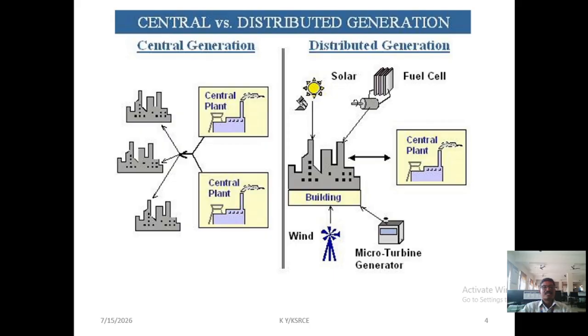Central versus distributed generation. The central power station is connected to the different loads. That is called central generation. But in the case of distributed power generation, the power generating sources are different: solar, fuel cell, central power plant, micro turbine generator, and wind turbine. These are all connected to the common load. This is called distributed generation.